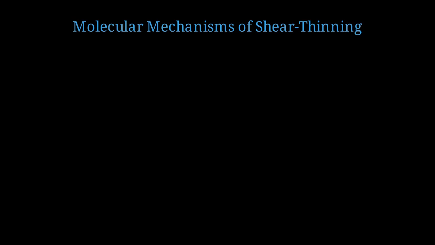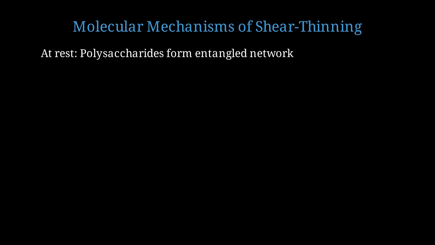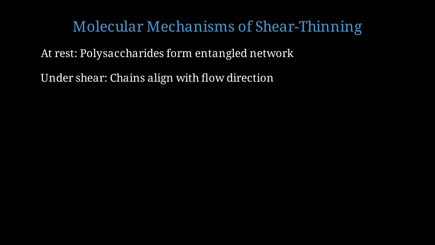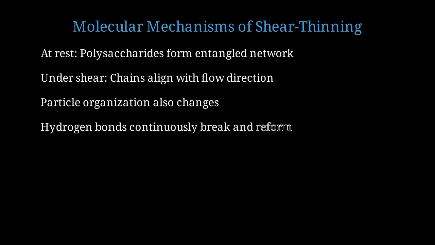Let's dive deeper into what happens at the molecular level during shear thinning. When ketchup is at rest, polysaccharide chains are randomly oriented and highly entangled, creating a strong three-dimensional network. When shear is applied, these long molecules begin to align with the flow direction, reducing entanglement and lowering resistance. Simultaneously, suspended tomato particles rearrange into organized layers that slide past each other more easily than the random initial configuration. Hydrogen bonds holding the structure together continuously break under stress and reform in new configurations, with the balance shifting toward breakage at higher shear rates.